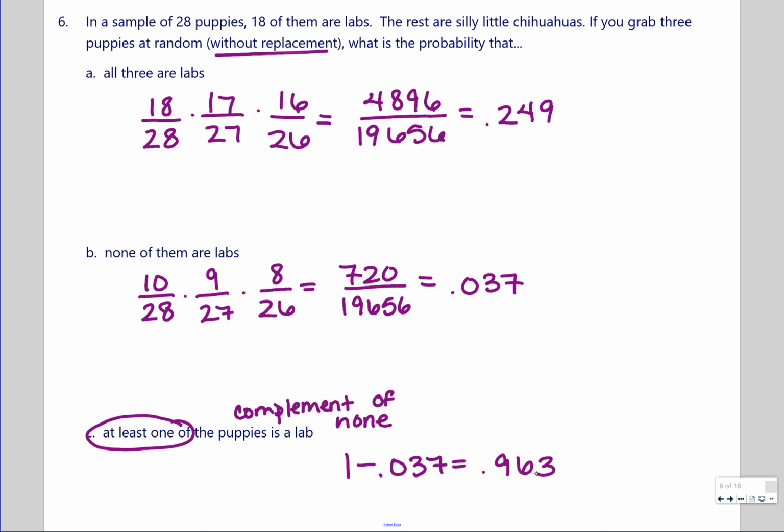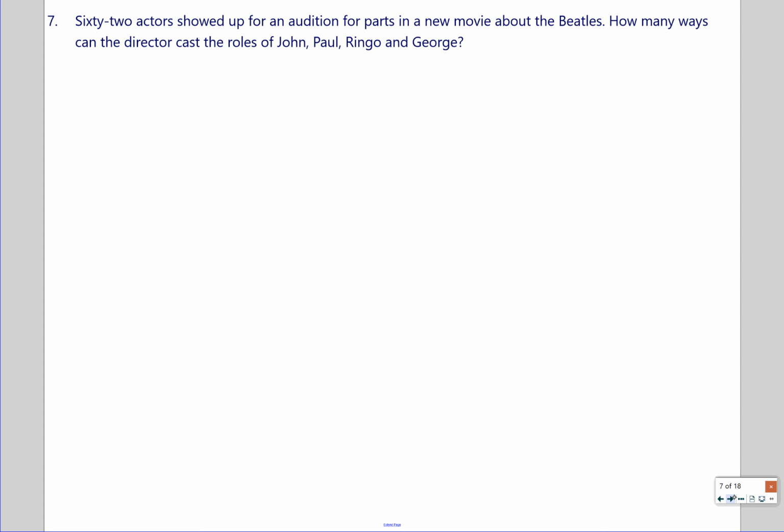Questions on number 6? Okay, number 7. 62 actors showed up for an audition for parts for a new movie about the Beatles. In how many ways can the director cast the roles of John, Paul, Ringo, and George?